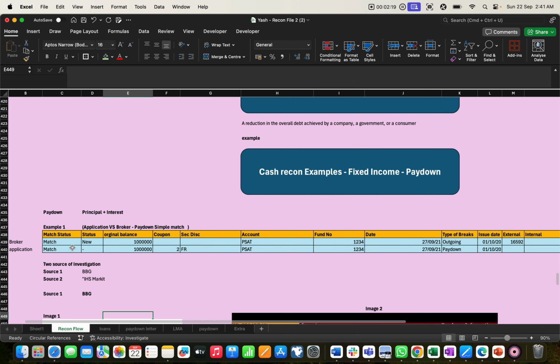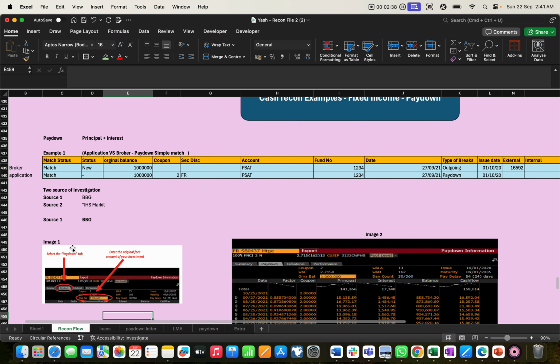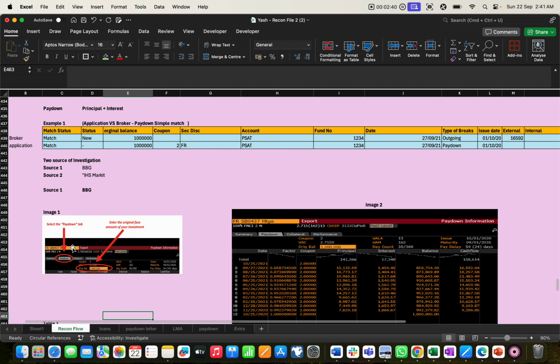So if this type of break is coming and we find a discrepancy in our recon, there are two ways to investigate this break. The first one is BBG, meaning Bloomberg, as we know. The second one is IHS Market. The first source we discuss now is BBG, the Bloomberg.